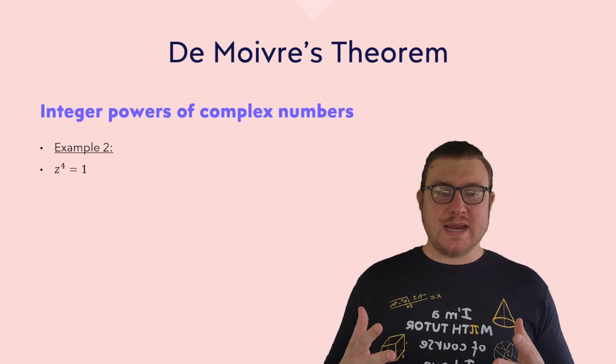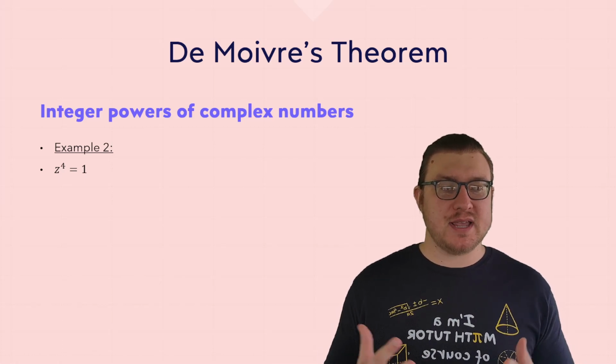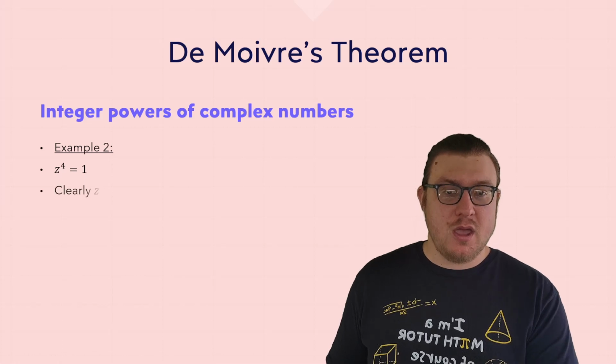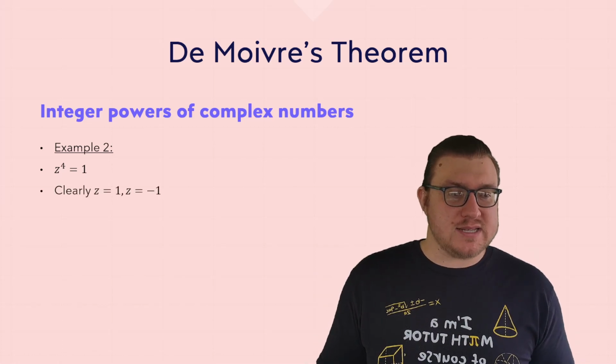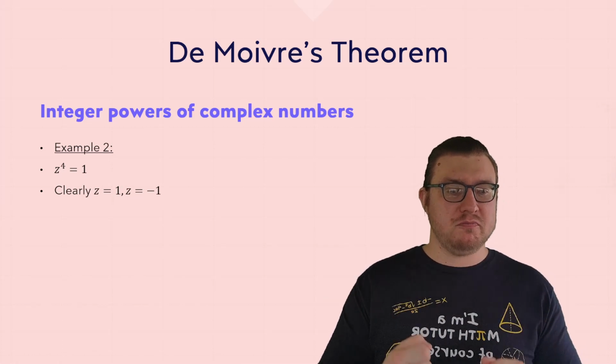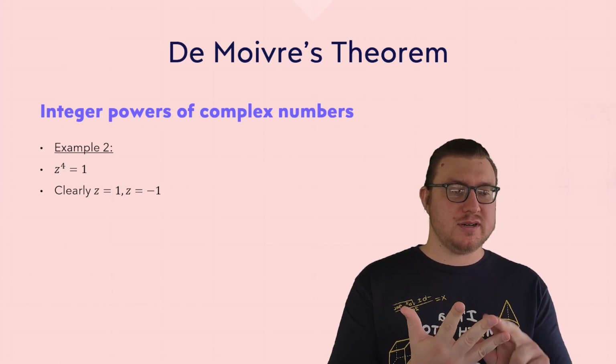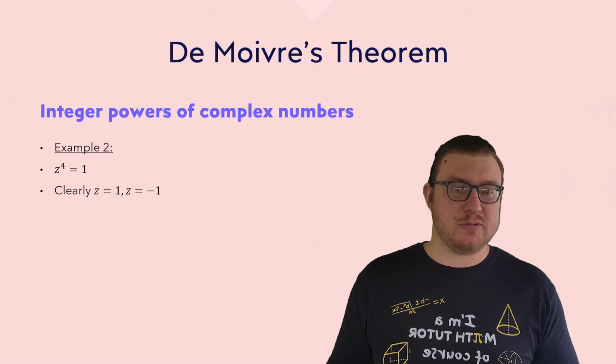So what does that mean? Well, which number multiplied by itself 4 times gives you 1? Well, clearly 1 and minus 1, right? We already knew that. 1 times 1 times 1 times 1. Cool. -1 times -1 is positive 1, times -1 is -1, times -1 is positive 1. I mean, that was an easy one.